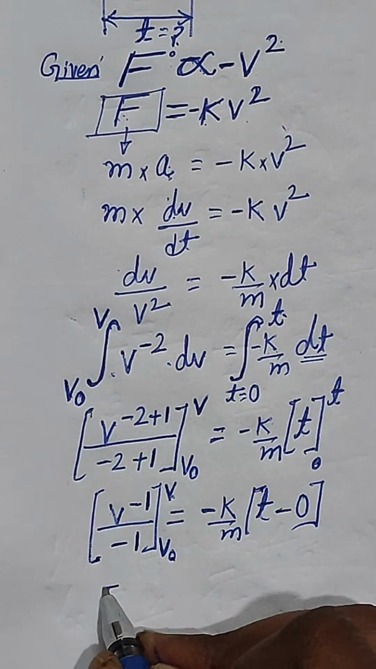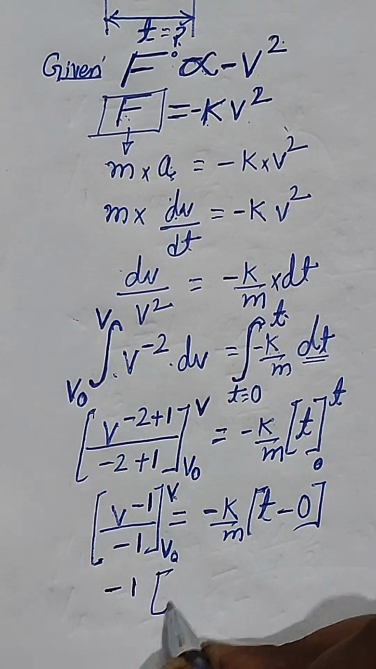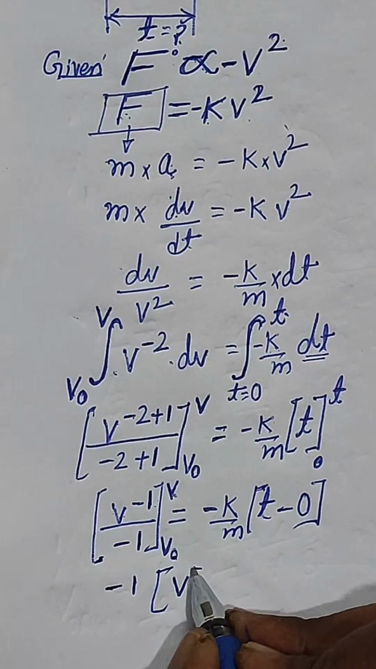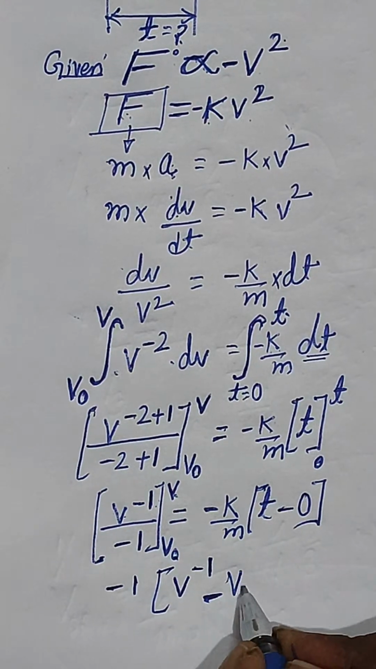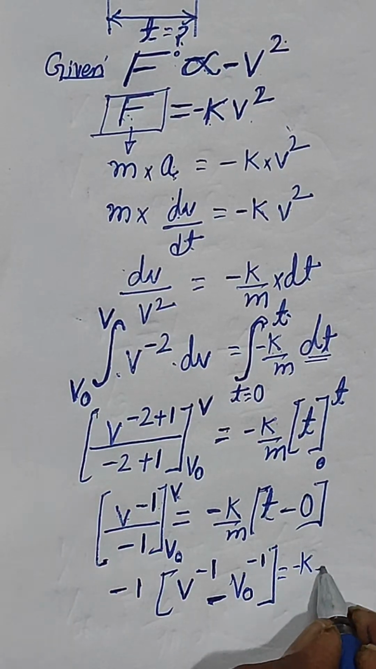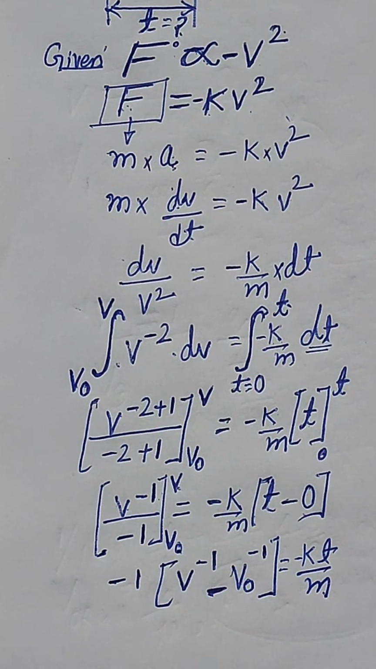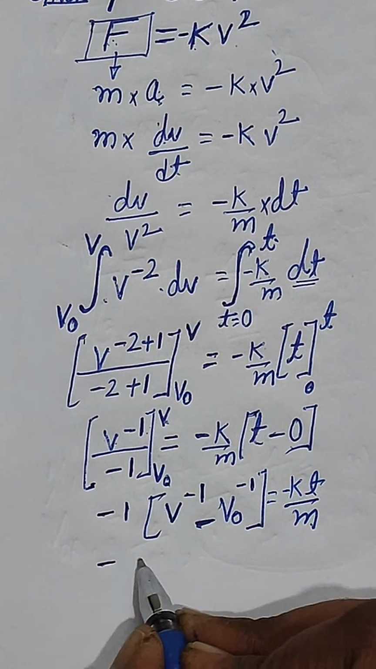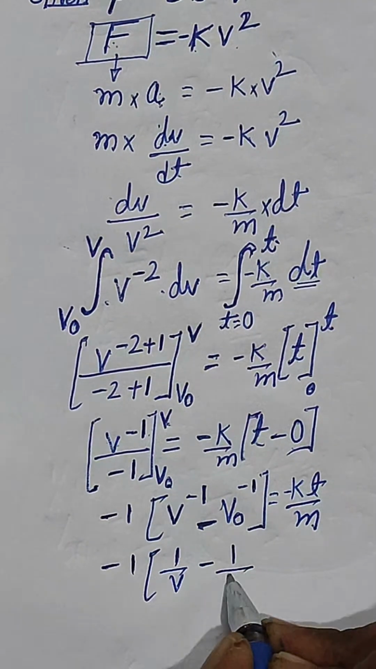Right? So it will be minus 1 taken as common, and it becomes b power minus 1. So when the upper limit is there, b power minus 1 minus, here v will become v0, it will become v0 power minus 1, right? This will be equal to minus kt by m, the RHS. Now this will give you, when minus 1, it becomes 1 by v minus 1 by v0.